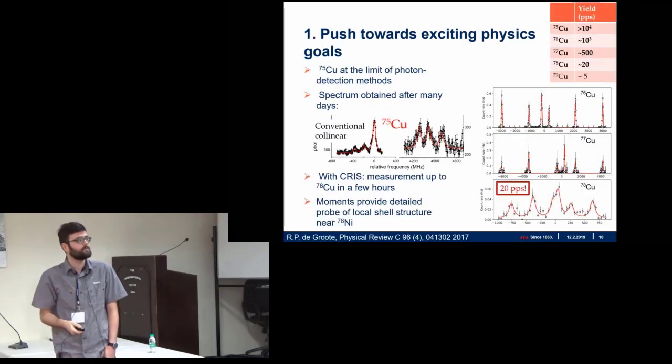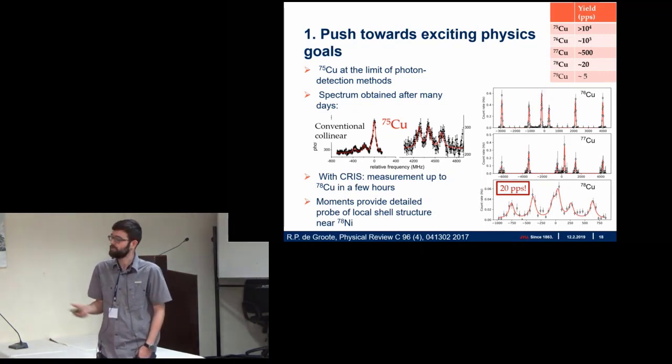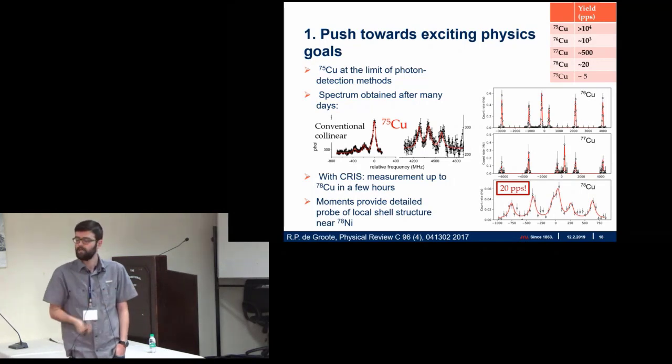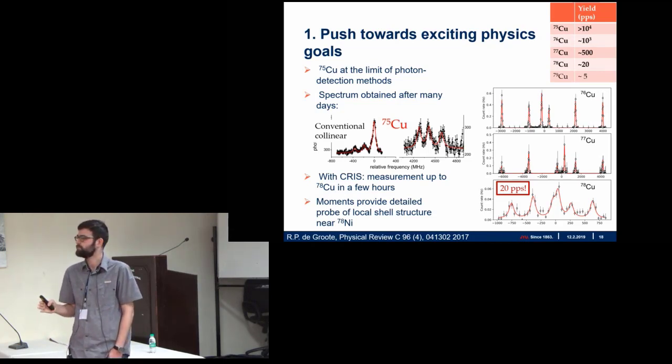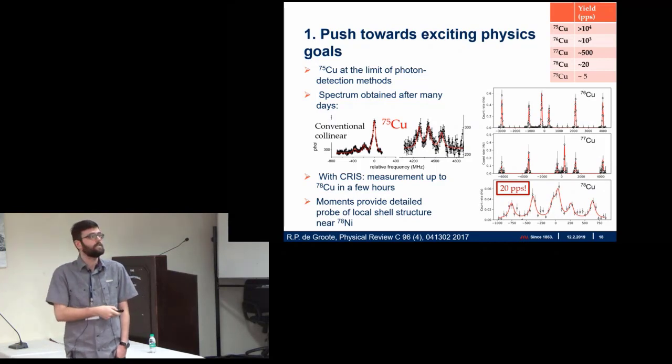And this is where the CRIS method then comes in. So what I show here is a spectrum of the conventional collinear methods. And just for the people in the back, there's about 300 counts on the peak and about 200 to 250 counts in the background, which is good. It's a nice signal-to-noise ratio, and it's definitely sufficient for precise spectroscopy. But then we can, of course, compare it to the new methods. The first plot I show here is actually already 76 copper, so the yields are already down by a factor of 5 to 10. The signal to background here is 1,000 to 1, so this is orders of magnitude improvement easily.